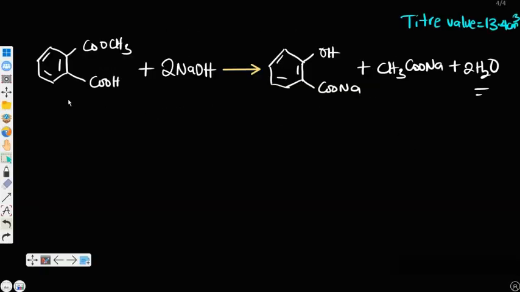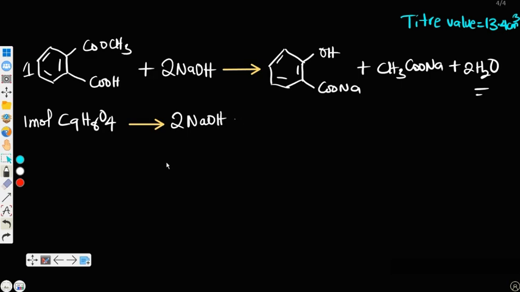Now, from the equation of reaction, this one is C9H8O4. How many moles of aspirin, which is acetylsalicylic acid, react with 2 moles of sodium hydroxide? 1 mole. Are you getting it now? So 1 mole of aspirin reacts with 2 moles of sodium hydroxide. We want to calculate our milli equivalent.